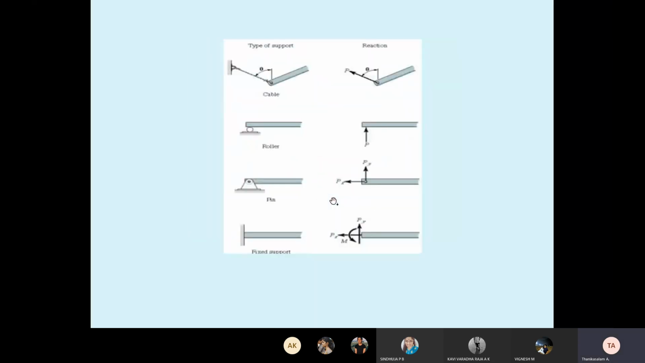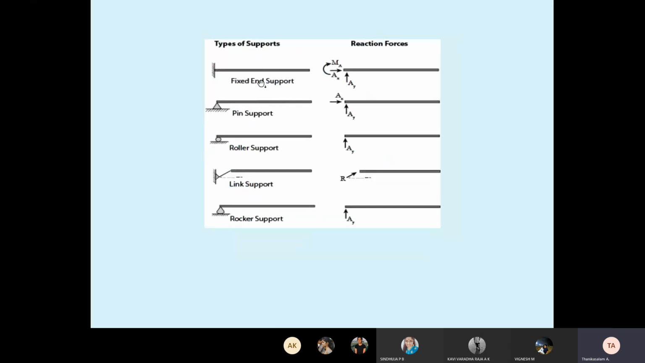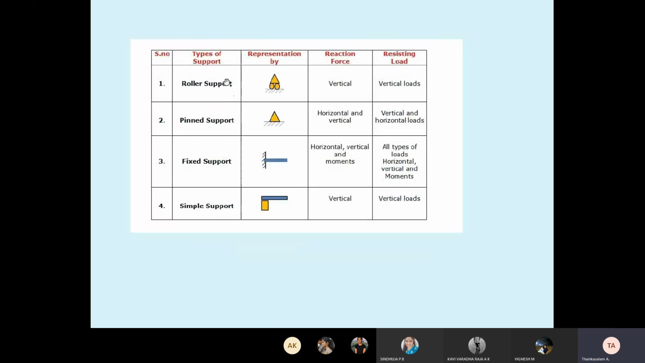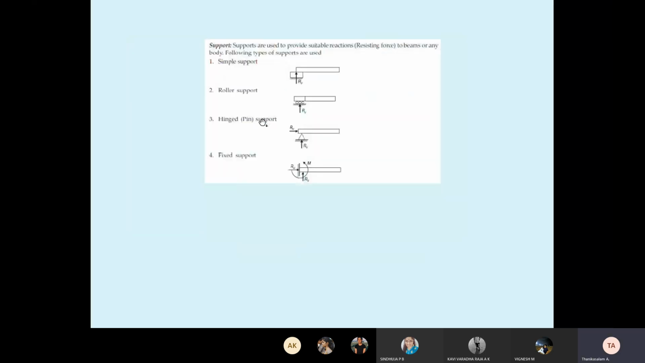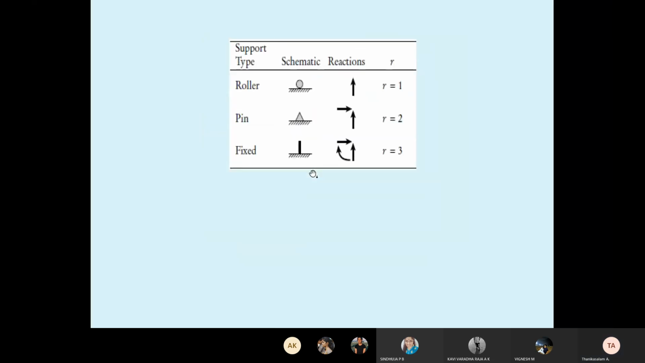We are discussing types of support. What are the different types of support? Fixed support, pin support, roller support, rocker support, or simple support. This is the main point. Roller support, pin joint or hinged joint. Whenever a roller is given, you take one reaction. Roller support, one reaction. Simple support, one reaction. Hinged support, two reactions. Fixed support, two reactions and one couple moment.